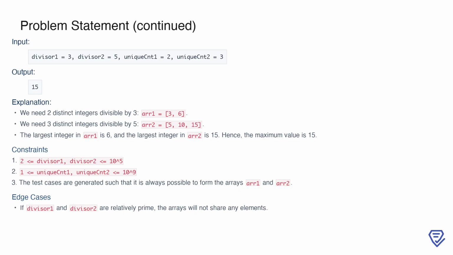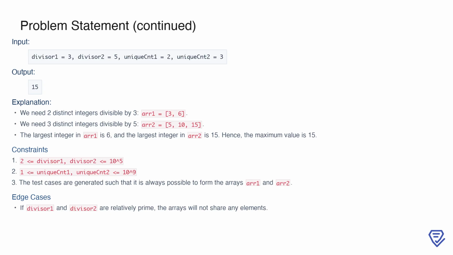Here's another example to reinforce the concept. If divisor1 is 3, divisor2 is 5, unique CNT1 is 2, and unique CNT2 is 3, we need two integers divisible by 3 for ARR1, such as 3, 6, and three integers divisible by 5 for ARR2, such as 5, 10, 15. The largest integer in ARR1 is 6, and the largest integer in ARR2 is 15. Therefore, the result is 15.